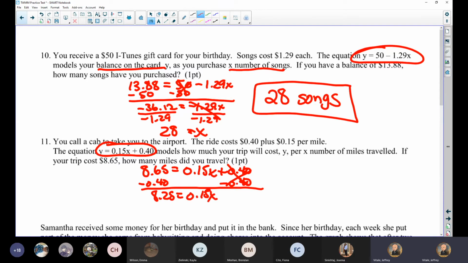Okay. And to get X by itself, I got to divide by 0.15. That becomes 1. And when I do that, 8.25 divided by 0.15 is 55. So our answer here is 55 what?